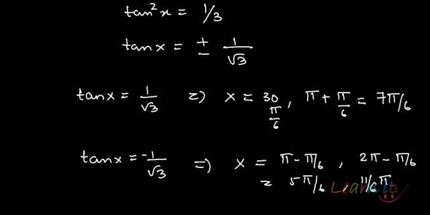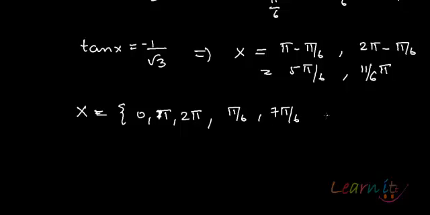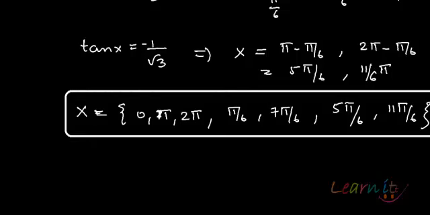So the set of solutions that we will have essentially is that x equals 0, pi, 2 pi will solve this equation, and apart from that, what will solve the equation? Pi by 6, 7 pi by 6, because these are the quadrants where tan is positive, and tan is negative, so you get 5 pi by 6 and 11 pi by 6. So this is the solution set that we will have for this equation.